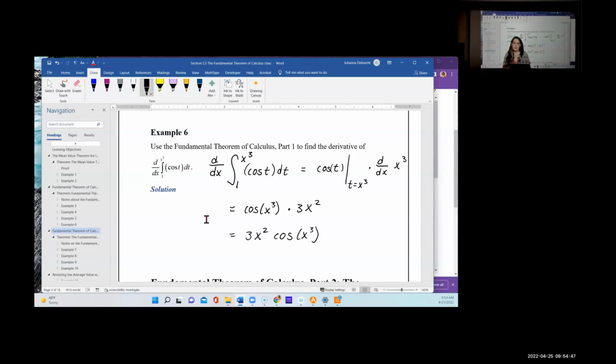Well, you'll be happy to know that of the 2 parts of the fundamental theorem of calculus, part 1 is by far the more difficult. So the next part, which is part 2, is much easier.